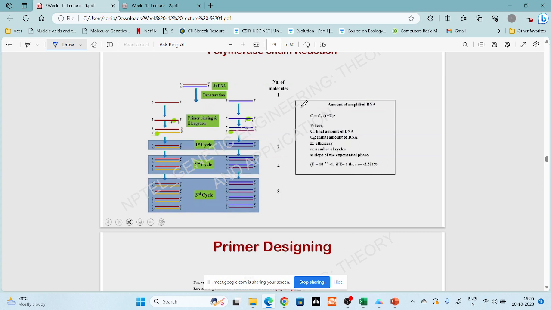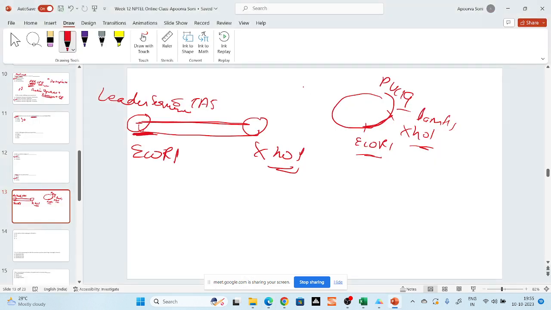So polymerase chain reaction, very quickly, has three steps: denaturation, annealing, and elongation. Denaturation is the step in which, so basically, you have your DNA. Now you want to amplify it. This DNA is a duplex DNA, held together with the help of hydrogen bonds.